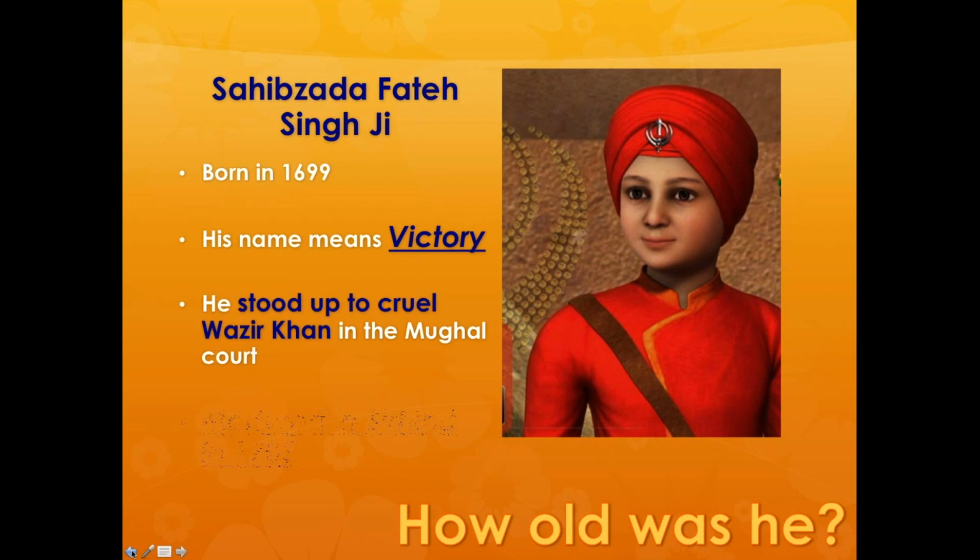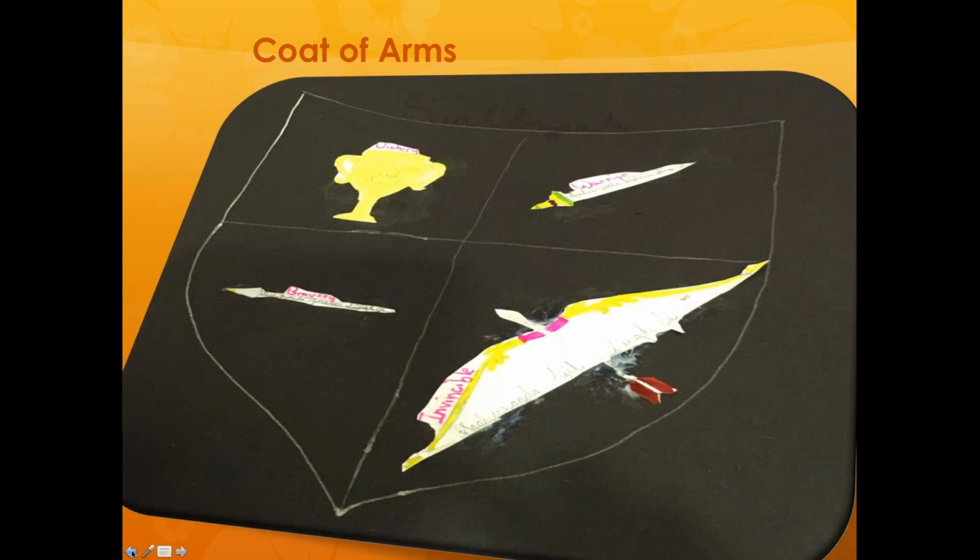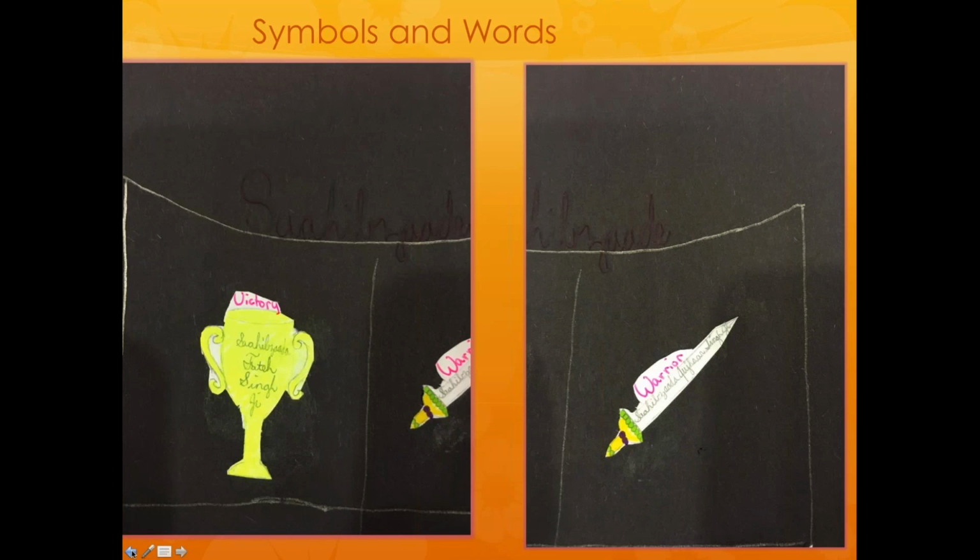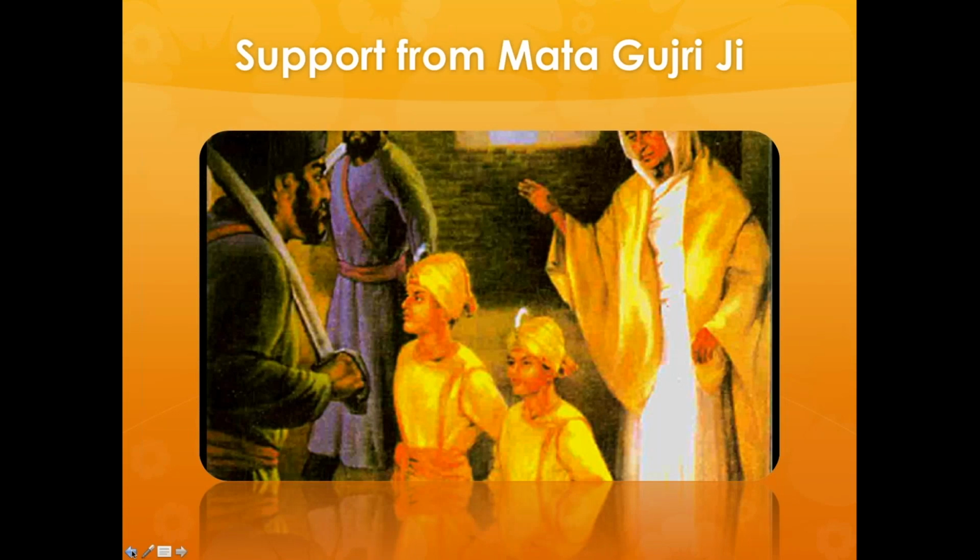Sahibzada Fateh Singh was very, very young when he stood up to the crew of Wazir Khan, and we're going to find out a little bit more about that in the Sakhi as we continue. But I just wanted you to have some information about Sahibzada Zorawar Singh and Sahibzada Fateh Singh before we continued on. This is one example of a coat of arms that someone had done, and they ended up using the words that we used in our PowerPoint, words like victory, warrior, invincible and brave. But you don't have to use those words. You decide however you want to represent each of the Sahibzade.